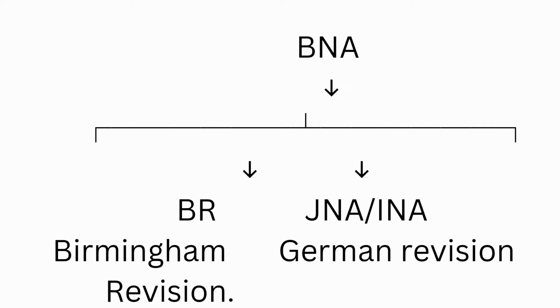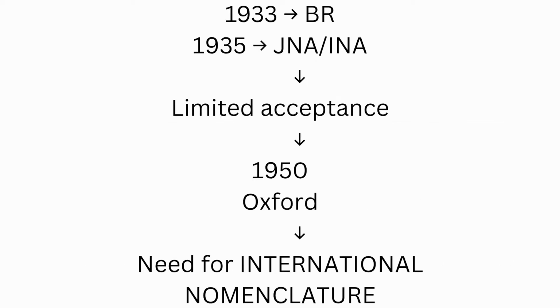However, there was still a problem. Neither the Birmingham Revision nor the Jena Revision received sufficiently broad international acceptance. Their acceptance remained mainly local or restricted. Therefore, anatomists still needed a nomenclature that could be accepted internationally.